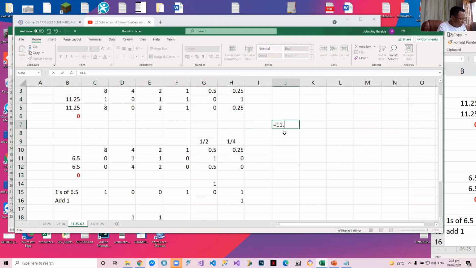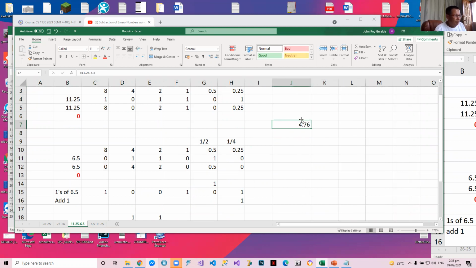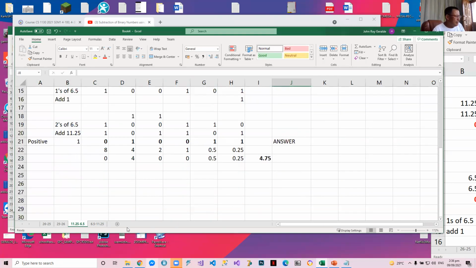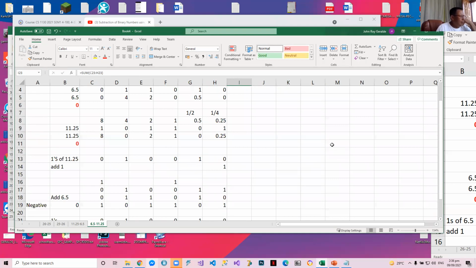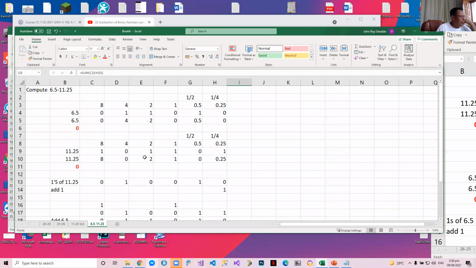Equals 11.25 minus 6.5. 11.25. 4.75. Let me check, no? Let me check this. Why is it 4.5? Baka mali ang ating ano. 6.5. This is 6.5. That's correct. And then 11.25. This is correct. This is 11.25. And then, yeah, we convert this.